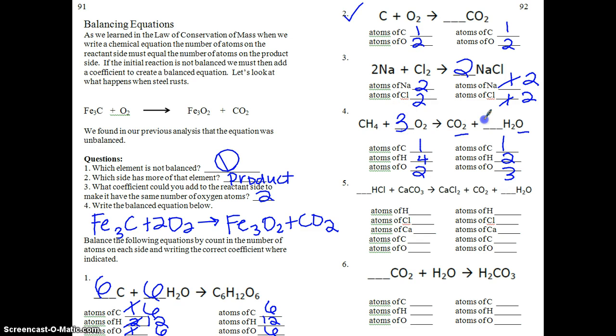3 and a 2. So now let's do a check. Remember, we always have to check. We still have 1. We still have 4. Now we have 6. We still have 1. Now we have 4. And now we have 6.